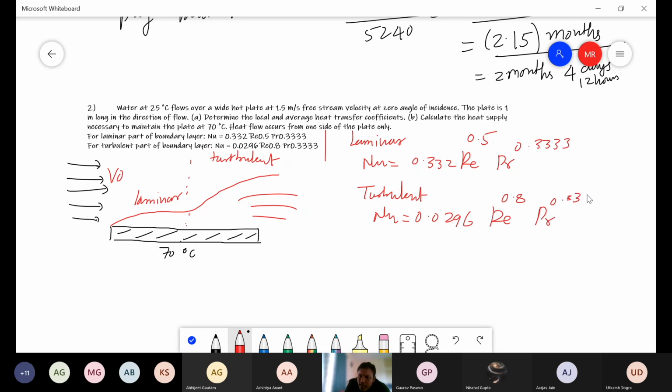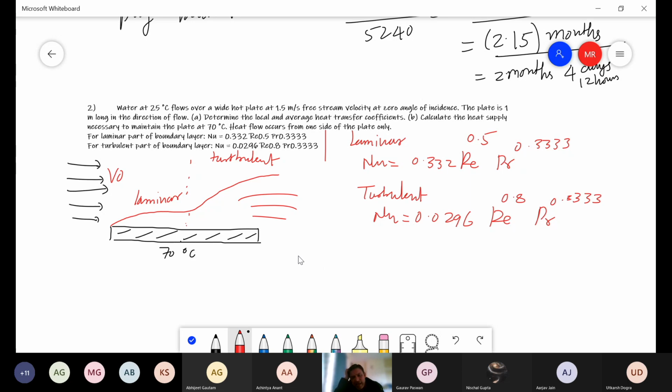So these equations we are going to look at in the next chapter, in the next class. But still we will solve this problem because there is nothing complicated in it. So just bear with me.